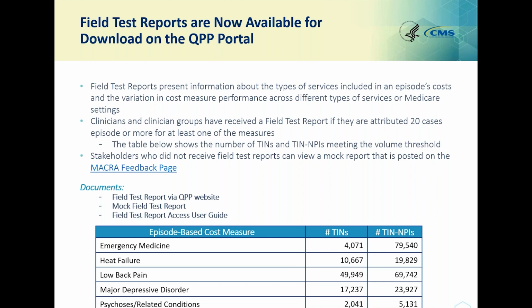Each report is in the format of a zip file and includes a PDF measure-specific report, CSV file with detailed episode-level information, and a data dictionary workbook for the CSV file. For stakeholders who don't receive field test reports, there are mock reports available on the MACRA feedback page that you can look at. Links to this page and other resources are included at the end of this presentation. Next slide, please.